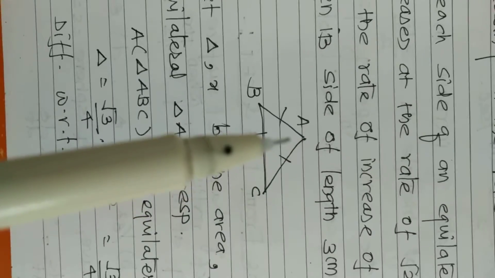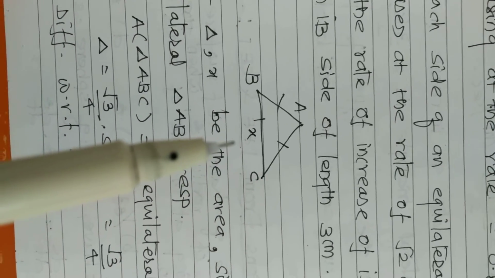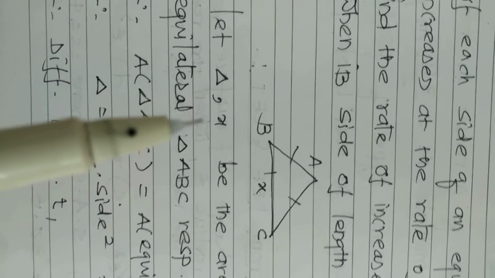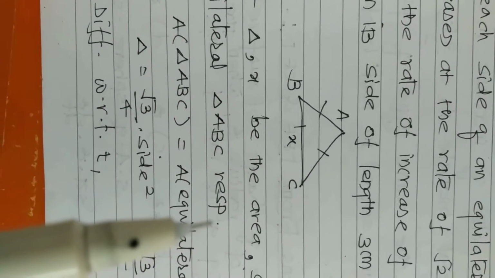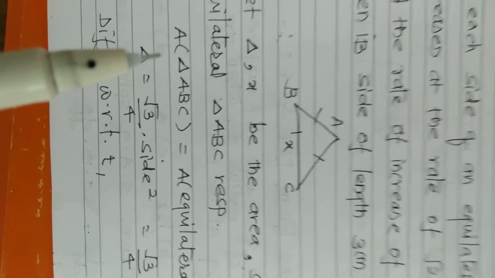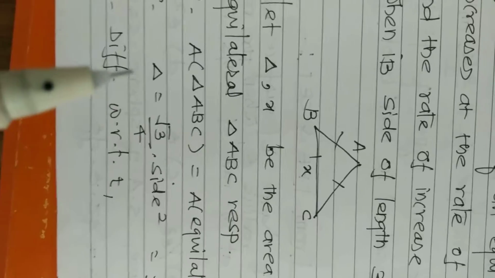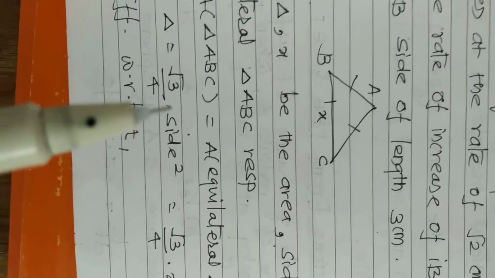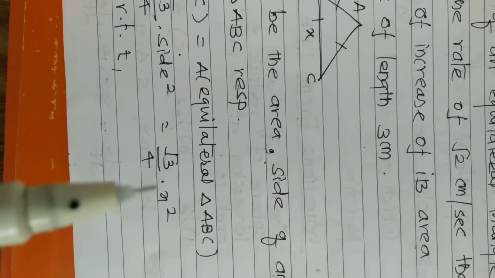As far as triangle ABC is concerned, all sides are equal. So just consider that the side is x. Let delta, x be the area and side of the equilateral triangle ABC respectively. So generally the area of the equilateral triangle is denoted by delta. What is the area of an equilateral triangle? Root 3 by 4 into side square. Now the side is x, so x square.